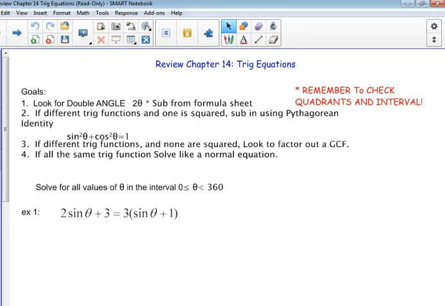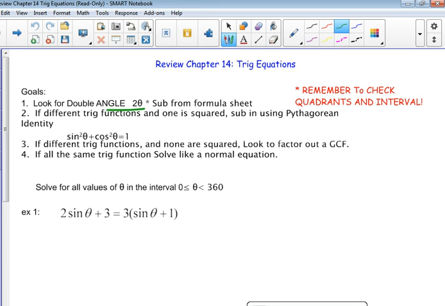So for the chapter 14 trig equations, anytime you're asked to find theta, when it's connected to a trig function, there are only a couple ways these are going to show up. One way is a double angle, when you want to sub it in from a formula sheet. The other way is when you have two different trig functions and one is squared. When it's not a double angle, when it's squared, you want to sub in something from the Pythagorean identity.